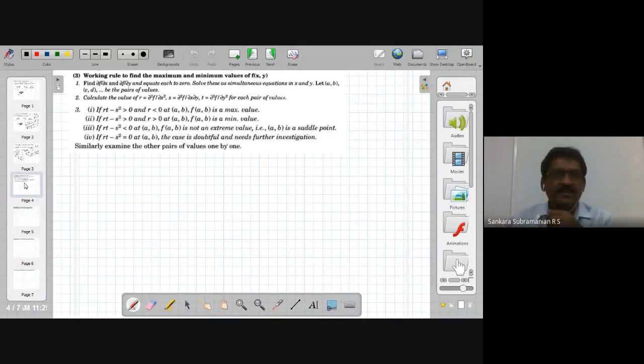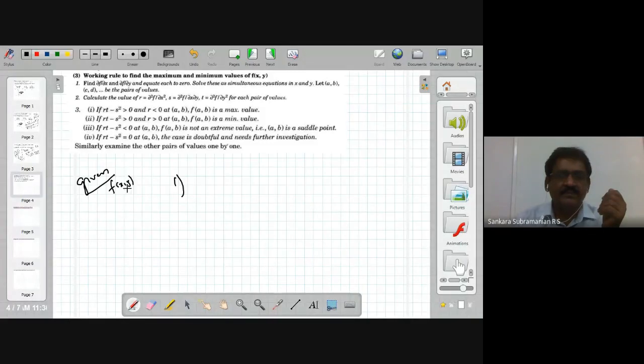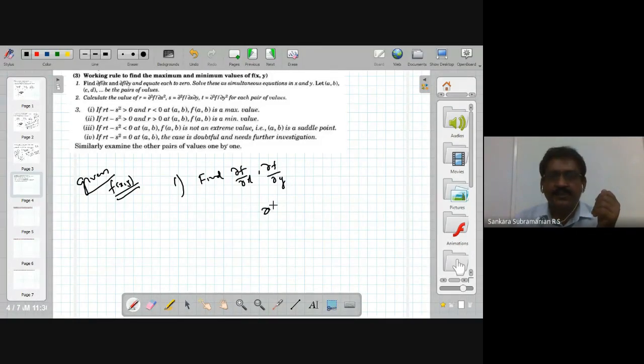The first step is find. You will be given f of x comma y. The function will be given. The first step is find dou f by dou x, dou f by dou y. Second, you equate dou f by dou x to 0. Make it equation 1. Dou f by dou y equal to 0. Make it equation 2. This is the first step.